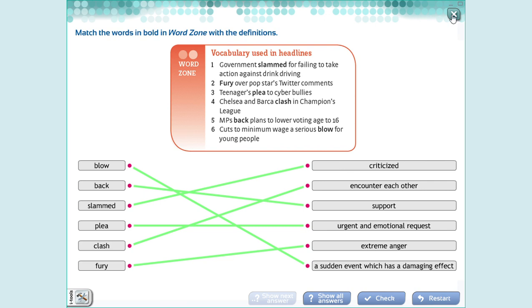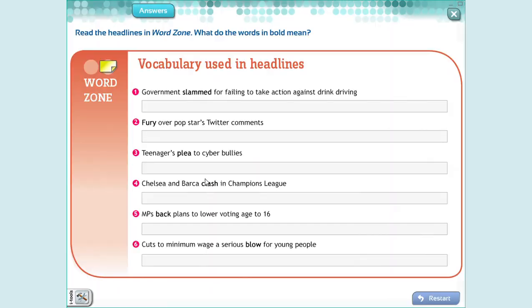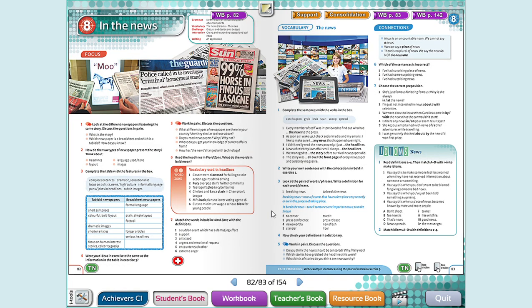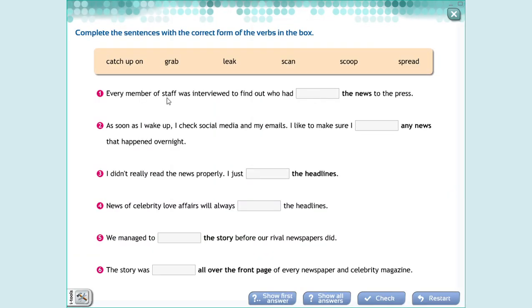So take notice of this exercise for solving this order, please. You can take the answers from this exercise. And let's step forward to the vocabulary.